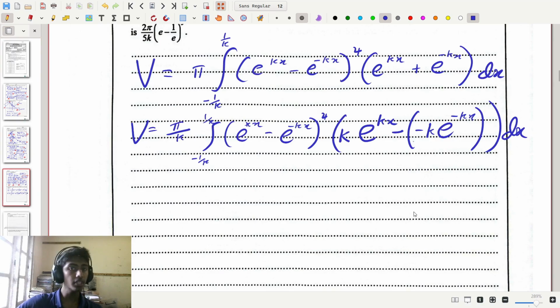Now observe an interesting property here. If you consider this part here and this part here, we can see if we take the derivative of e to the kx, we're going to get k times e to the kx, which is exactly this part here.